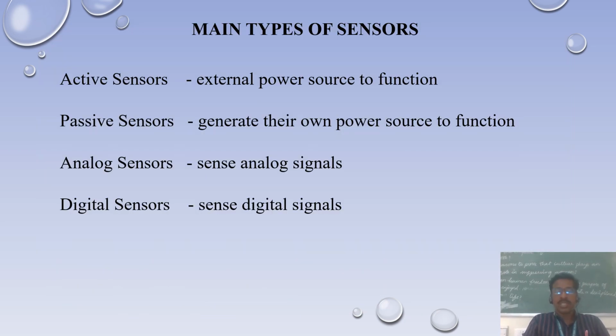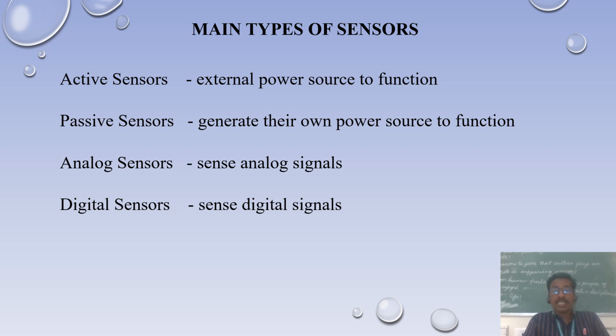The main types of sensors are active sensors, passive sensors, analog sensors, and digital sensors. So generally, an analog sensor senses analog signals only. So a digital sensor senses digital signals.